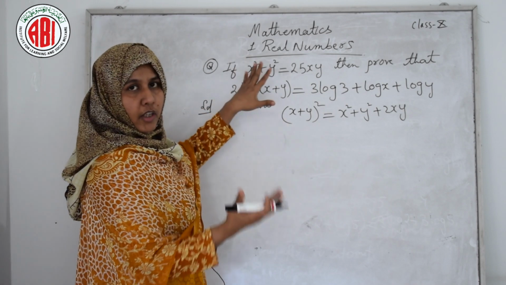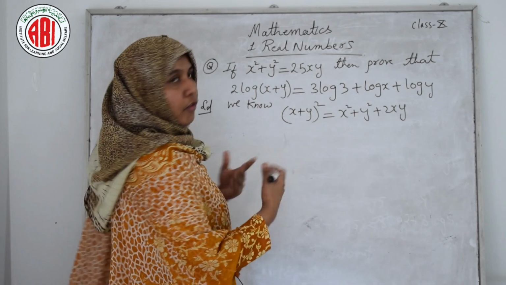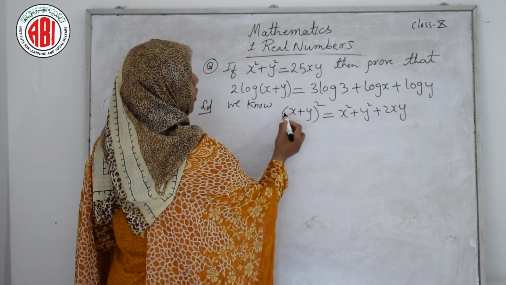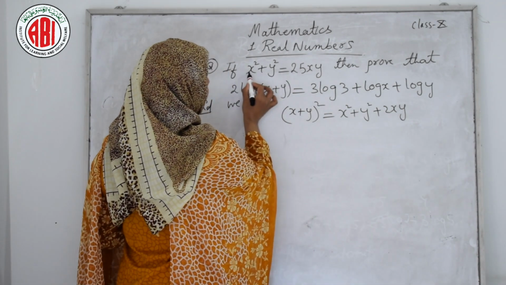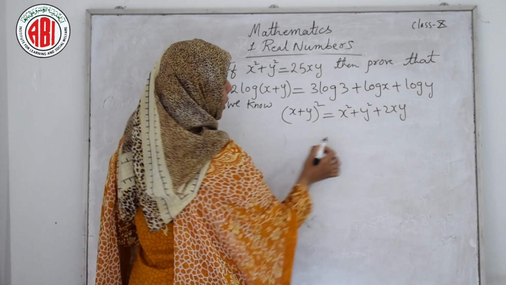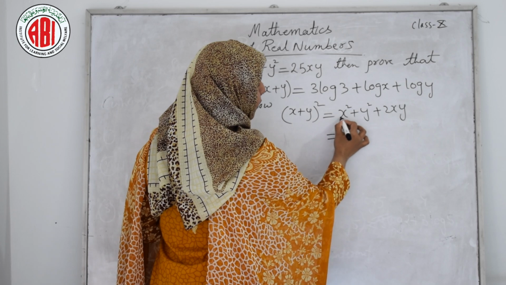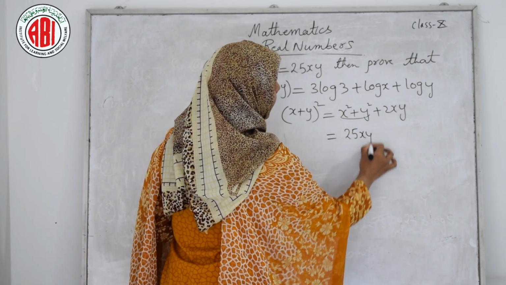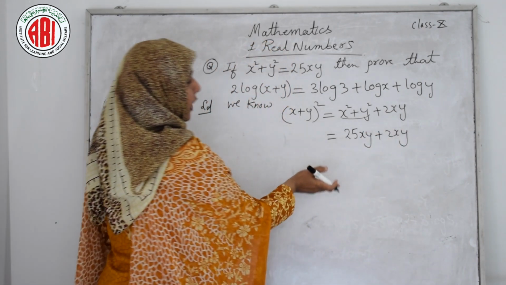Okay, in the question it is not given that you have to use this identity, but you have to use your techniques to prove this. So our technique is using the identity (x plus y) whole square. Here, what is given? x square plus y square is given as 25xy. So in place of x square plus y square I can write 25xy plus 2xy. That is the next step.